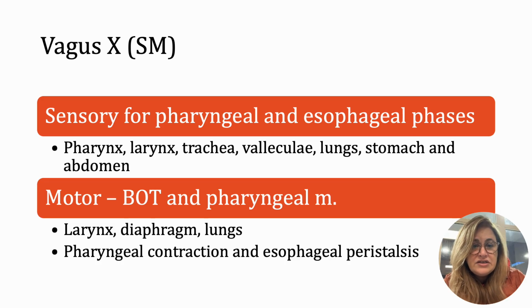Cranial nerve 10 in terms of motor activation will help us with the base of tongue, with muscles related to pharynx, larynx, diaphragm, and lungs that are also used for phonation, respiration, and airway protection, and pharyngeal contraction, and of course the peristalsis of the esophagus. So when you think about cranial nerve 10, it's doing a lot in terms of motor and sensory.